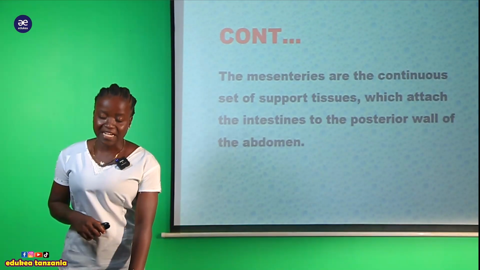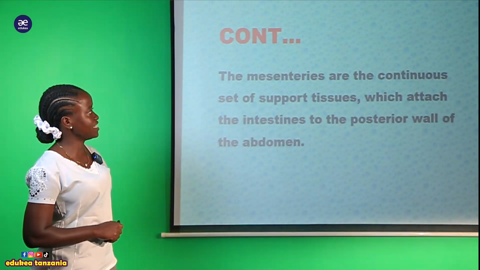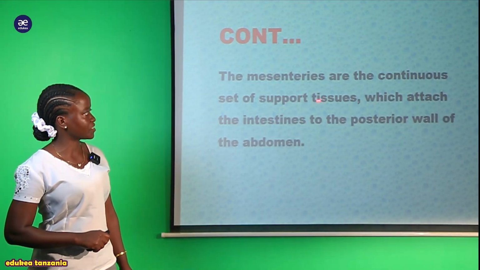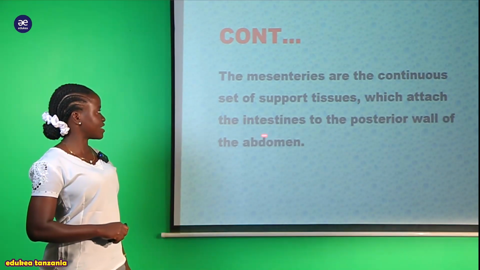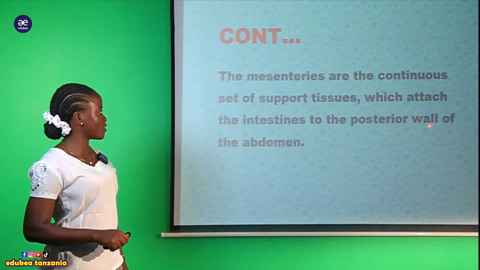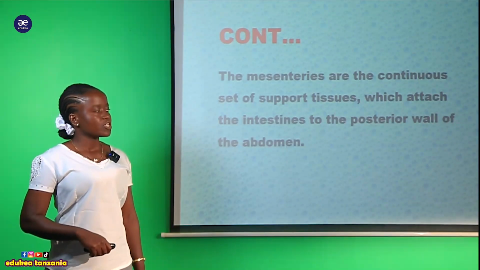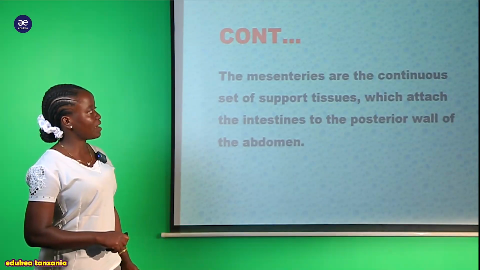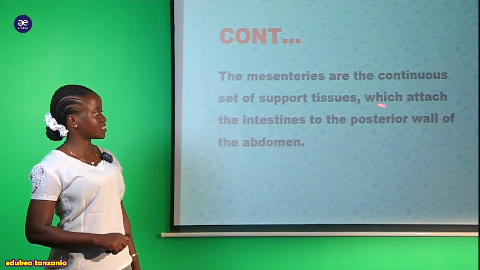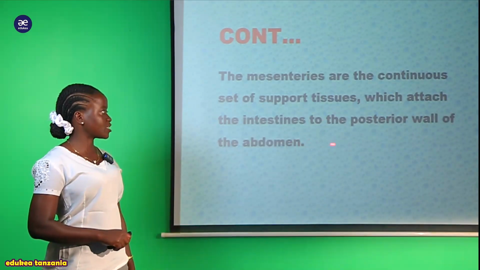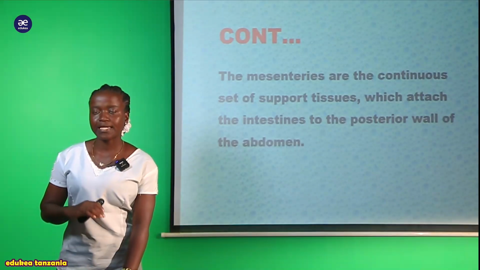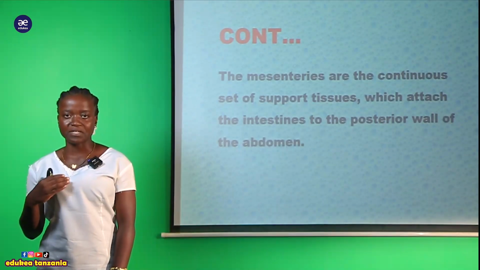And also, we have said that this organism's mesentery is a continuous set of support tissue which attaches the intestine to the posterior wall of the abdomen. So this organism also has a mesentery. Hii mesentery tunasema kwamba ni continuous set of support tissue which attach the intestine to the posterior wall of the abdomen. Ukiangalia kule kwa nyuma ndipo ambapo kuna hii mesentery.